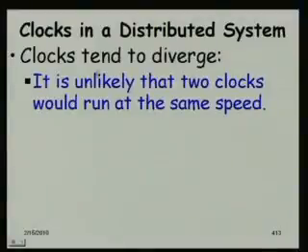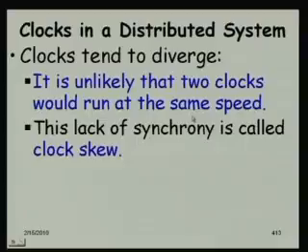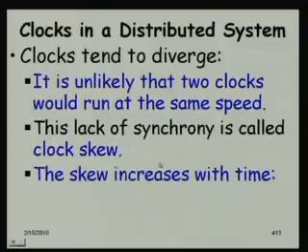Even if we had synchronized them to start with, as time passes, it becomes 1 hour, 2 hours, 1 day. The difference in the time reading keeps on increasing, they keep on diverging. So the clocks will diverge more and more as time passes, because they run at different speeds. And this lack of synchrony is called a clock skew, that is the term we will use. The skew is basically the difference in time reading between two clocks, and the skew will increase with time.